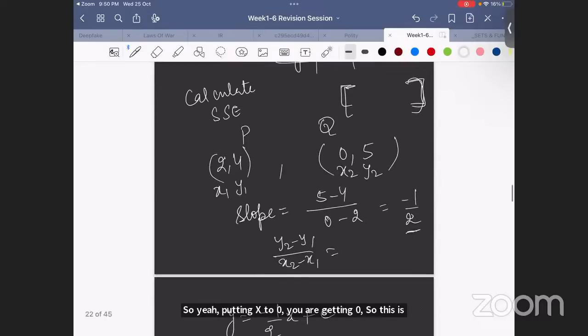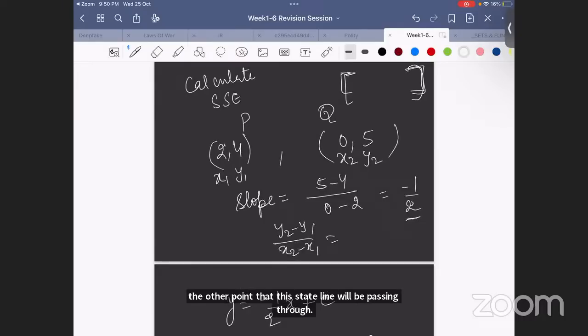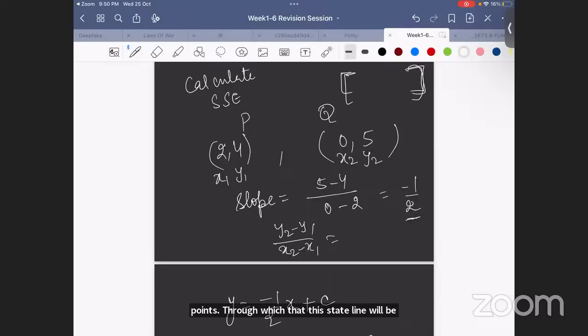So now you have 2 points through which this straight line will be passing. The first point is (2,4) and the other is (0,5). Correct? Now you have to get the slope of this straight line. How do you calculate the slope? Y2 minus y1 upon x2 minus x1. Just put the values here. If you are putting 5 minus 4 upon 0 minus 2, you are getting minus 1 upon 2. That is the slope of the equation.